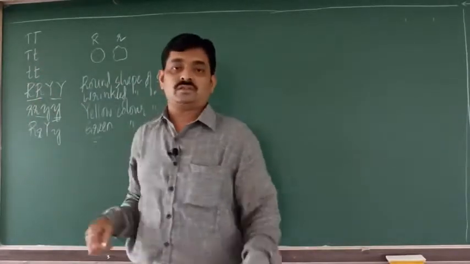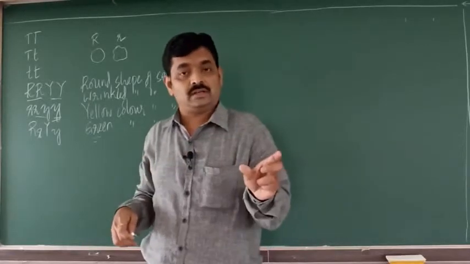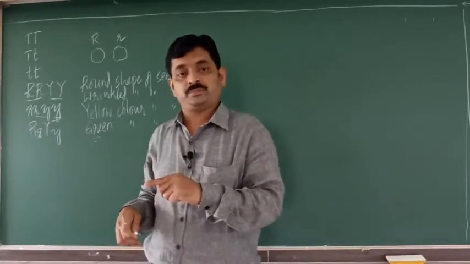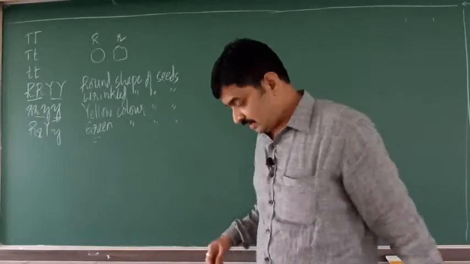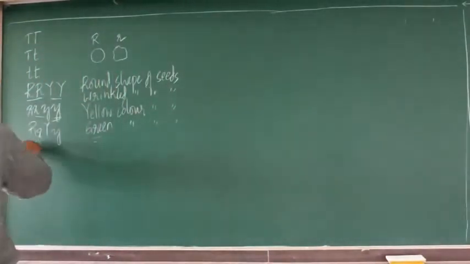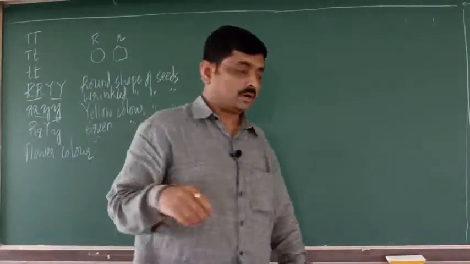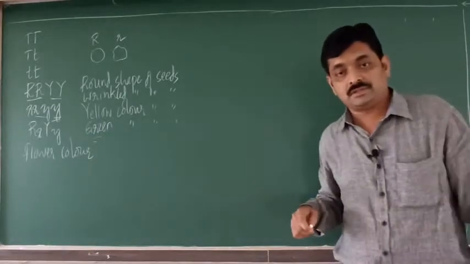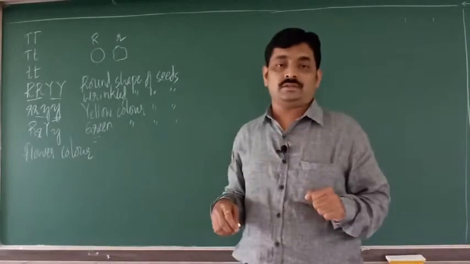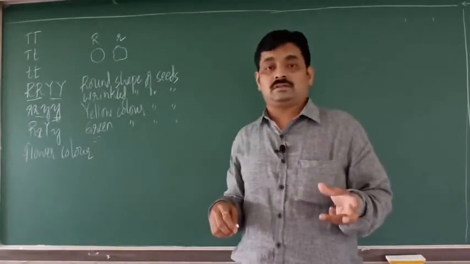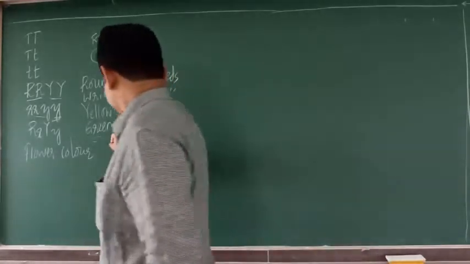In that case, capital T is the dominant gene and small t is the recessive gene. Capital T, the dominant gene, controls tallness, and small t, the recessive gene, controls dwarfness. Next we shall take the example of another character in pea plants, that is the flower color. What are the flower colors in pea plants? The flower colors are violet and white. So what is the pair of contrasting characters in pea plants with respect to flower color?